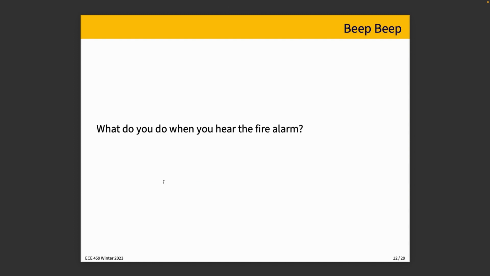And it is very important to be judicious about the use of alerts. Right? Like, what do you do when you hear the fire alarm in a building?